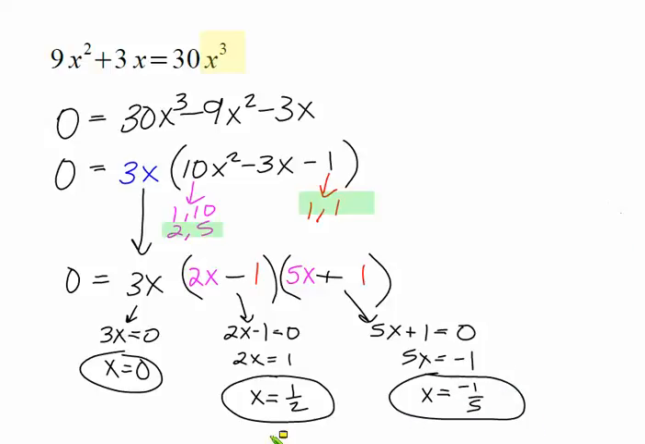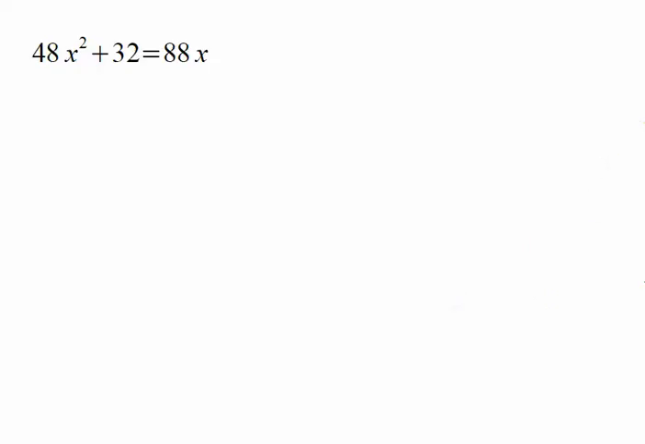Now each of those are answers, so make sure it's clear that x equals 0, x equals 1/2, and x equals negative 1/5 are solutions to our original equation. One more example of the zero product property. Look at the equation on your screen.